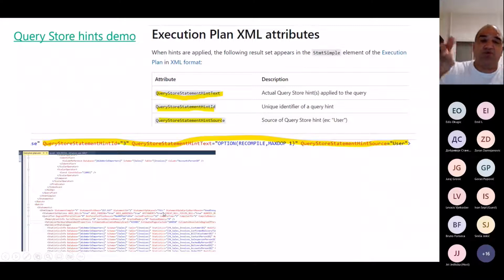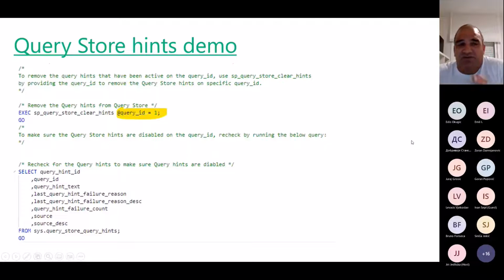And if you go to the execution plan XML attributes, you can see the QueryStoreStatementHintText, QueryStoreStatementHintID, and QueryStoreStatementHintSource. You will see that the hint ID is 3, and the hint source is the text, the user. So this is the execution plan. Now I want to remove it because I don't want it anymore. So exec sp_query_store_clear_query_hints for query ID 1. If I run this, it will clear the query hints.